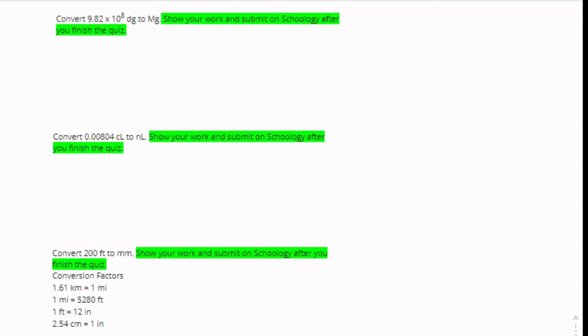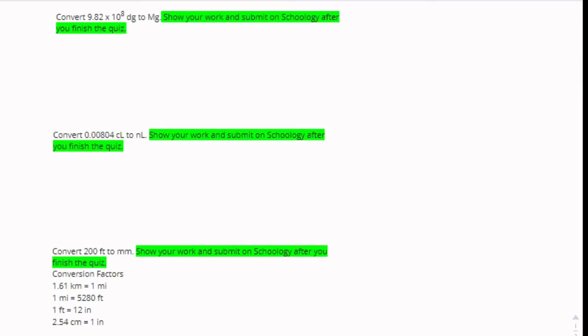Okay, in this first one, it says convert 9.82 times 10 to the 8th dg to capital MG. Show your work. So just because I give you something in scientific notation, don't think that that's anything different than what we're doing. A lot of people said dg was decagrams, but dg is actually decigrams.